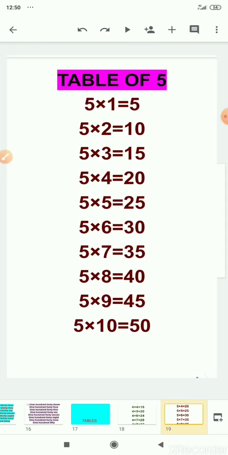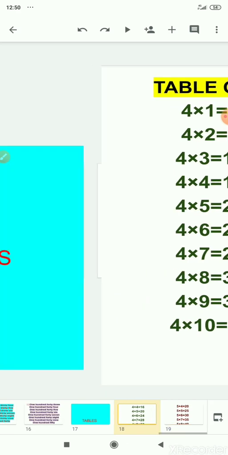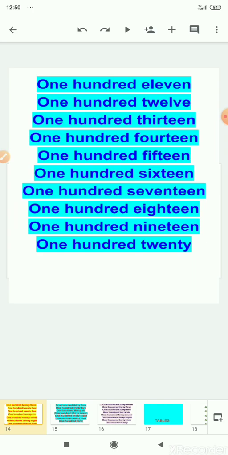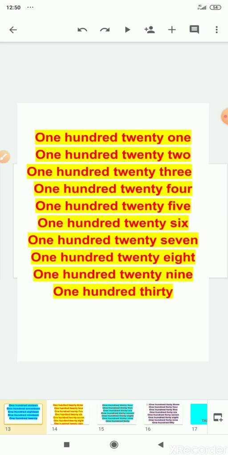So children, this is your homework also, that you have to learn the tables of 4 and 5 at home, and also start practicing to write spellings from 101 to 150.